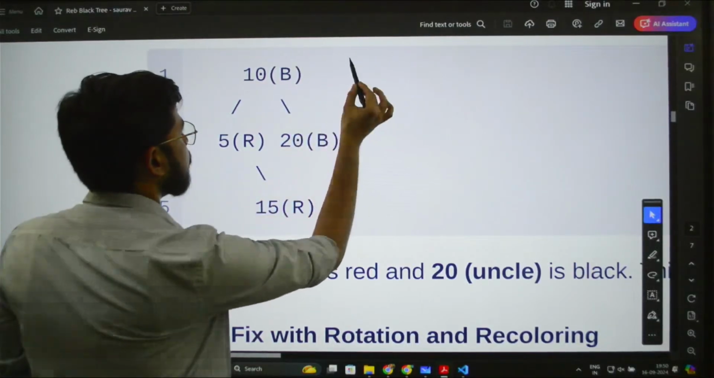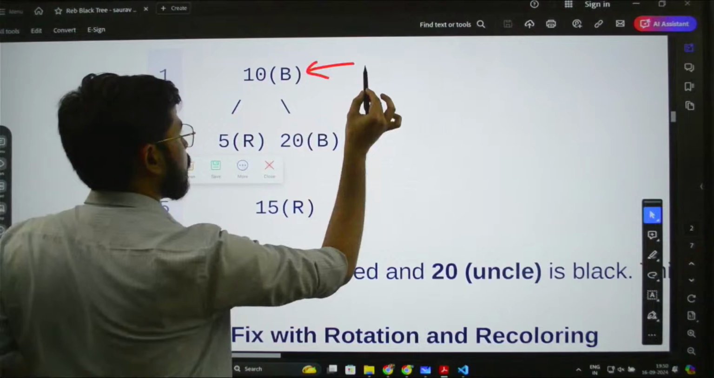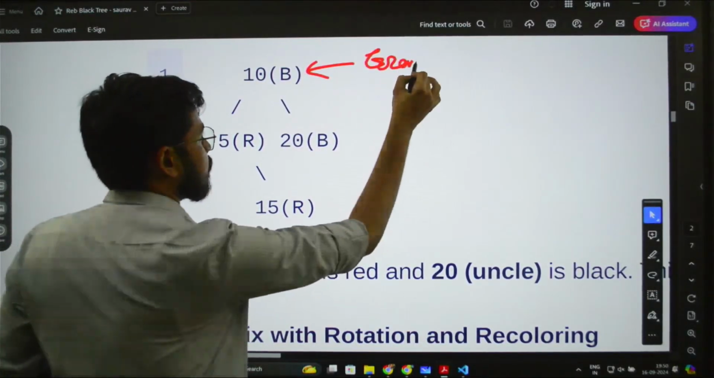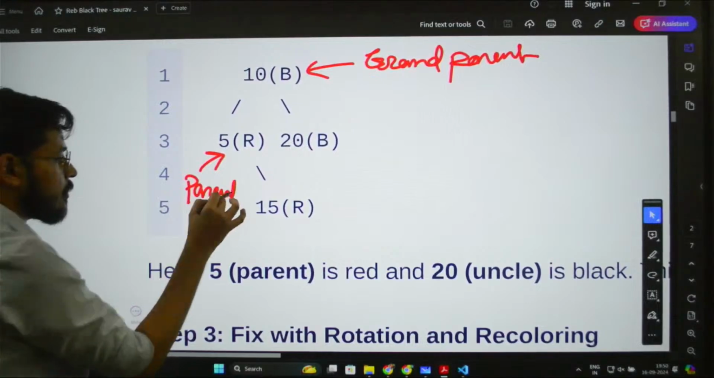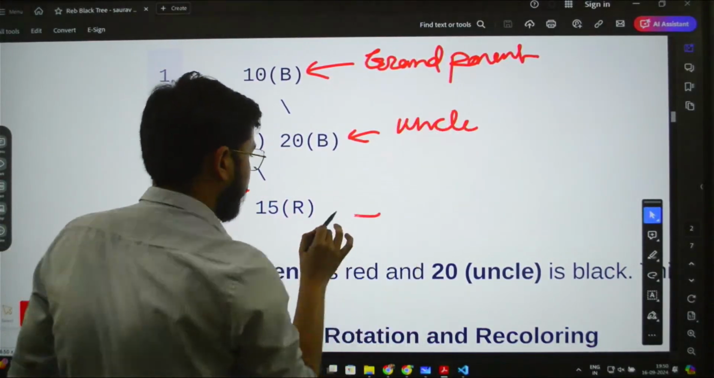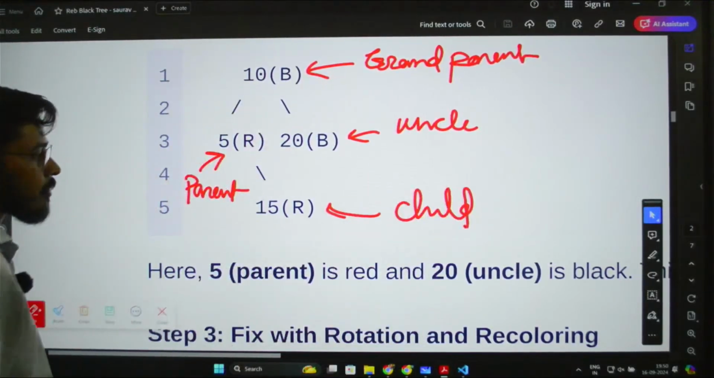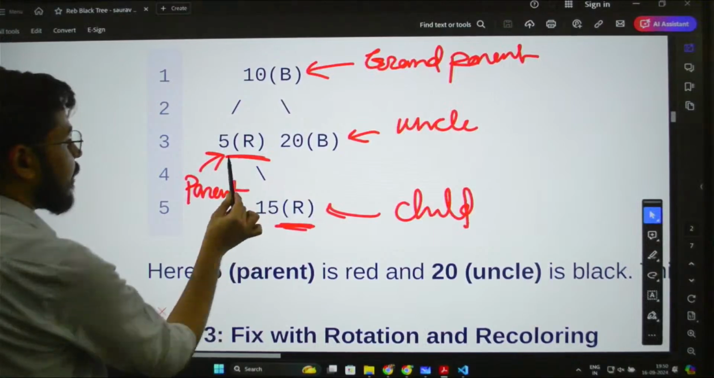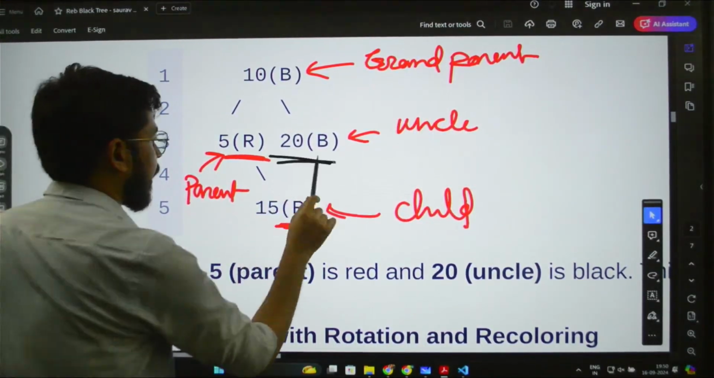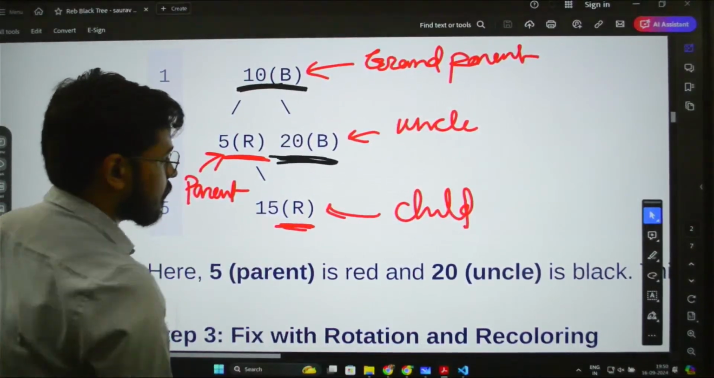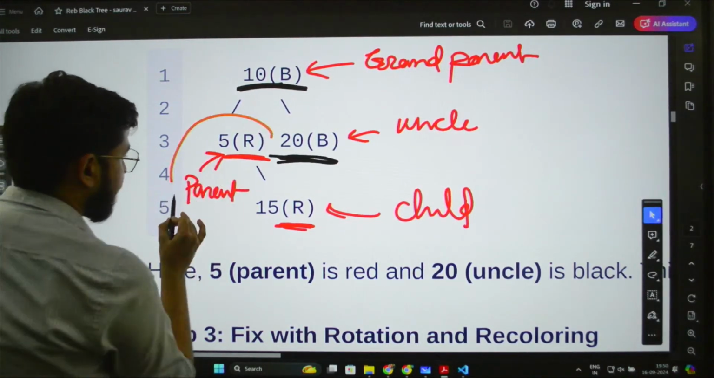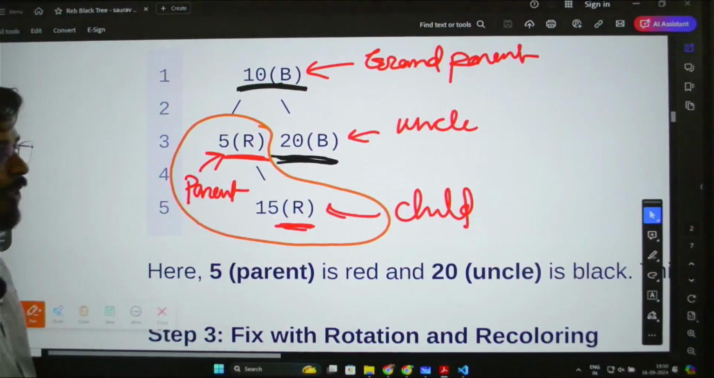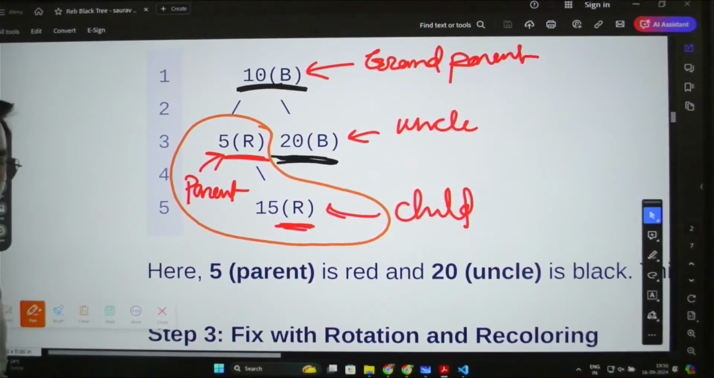This is the grandparent. This is the parent. This is the uncle and this is the child. You see, the child is red, the parent is red, but the uncle is black. The grandparent is also black. I hope that this is very much clear. But in here, this condition is violating. Why? Because the child is red and the parent is also red in this case. I hope that this is very much clear to all of you.